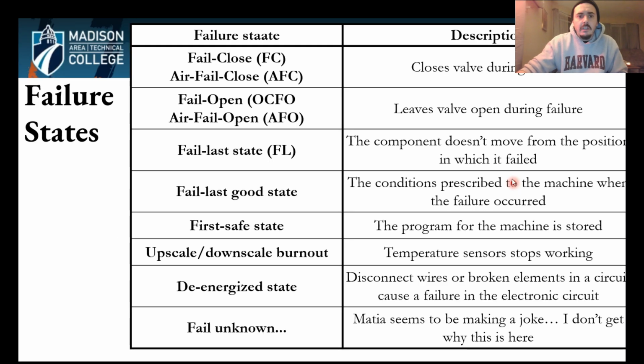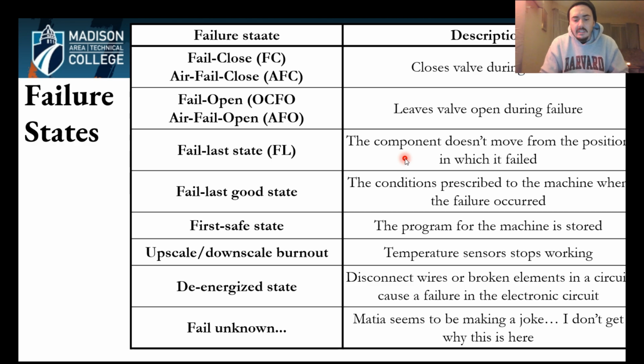All right, so these are the failure states. We looked at a couple of these already. This is in your textbook. There's a bunch of acronyms and stuff like that. We just talked about the first two. Fail last state: this is when a component doesn't move from the last state it failed in.